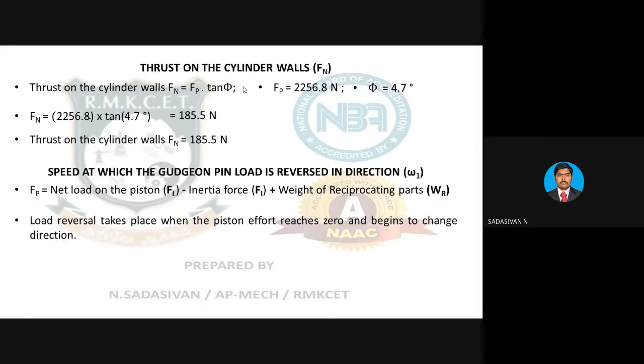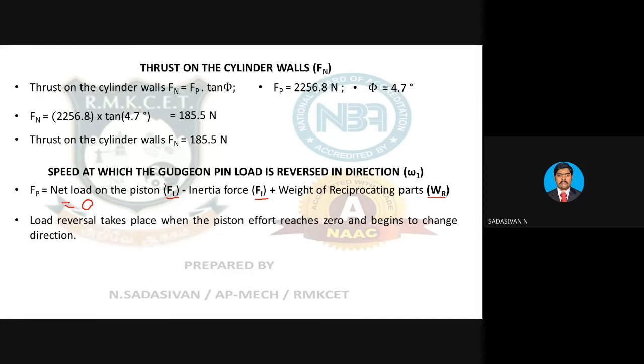The load reversal takes place when piston effort reaches zero and begins to change direction. So I'll put it simply this way. FP equal to FL minus FI plus WR. Club the positive values and keep the negative value separately. So FL plus W minus FI. When the sum of FL and W is equal to FI, what will happen? This answer will become zero, correct?